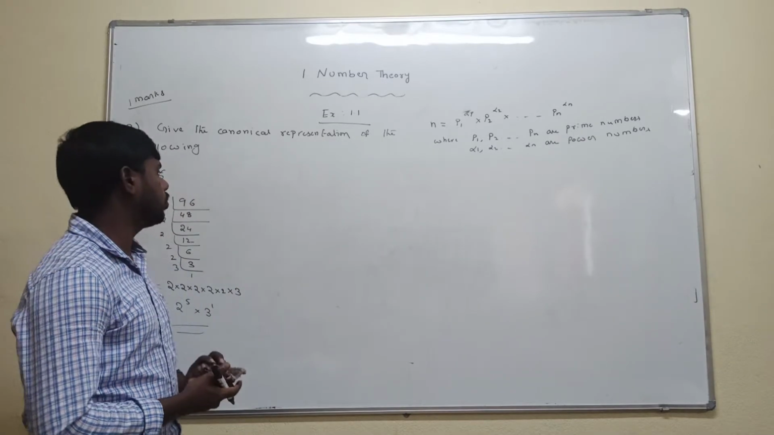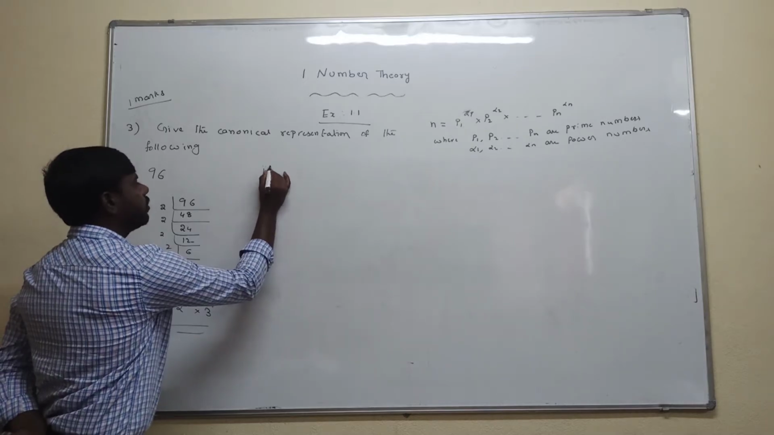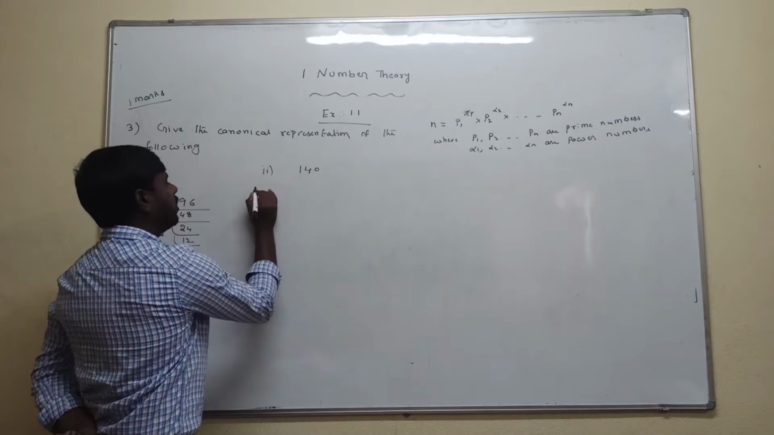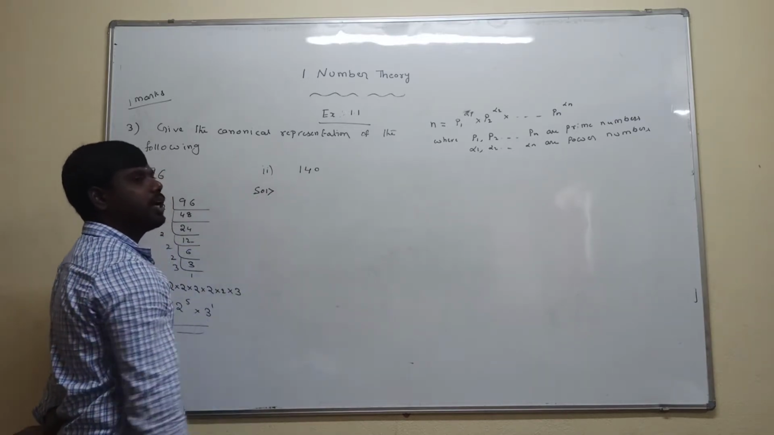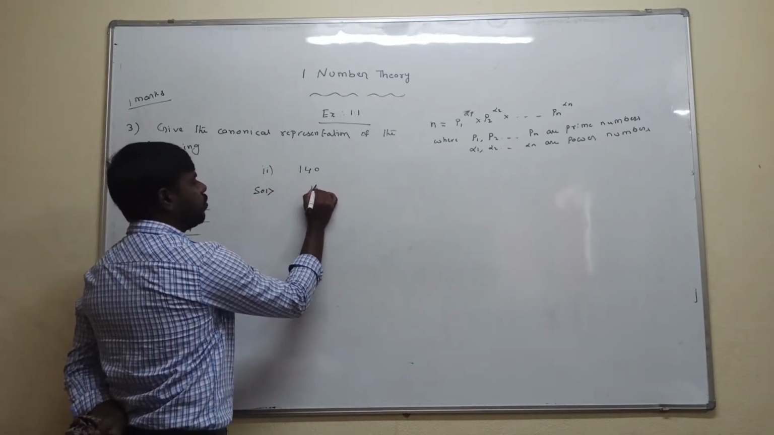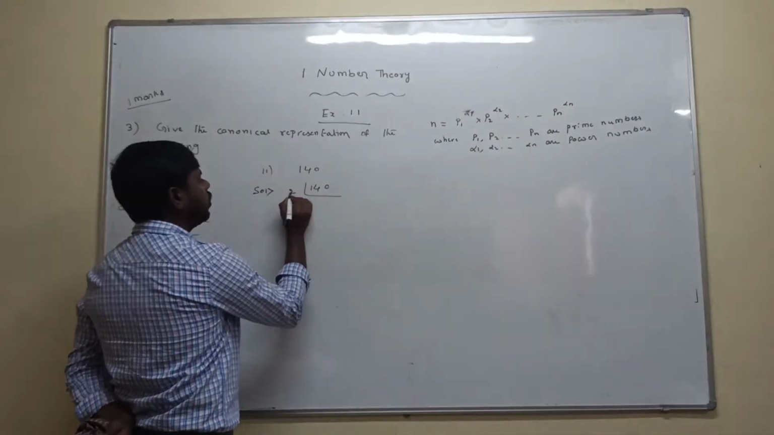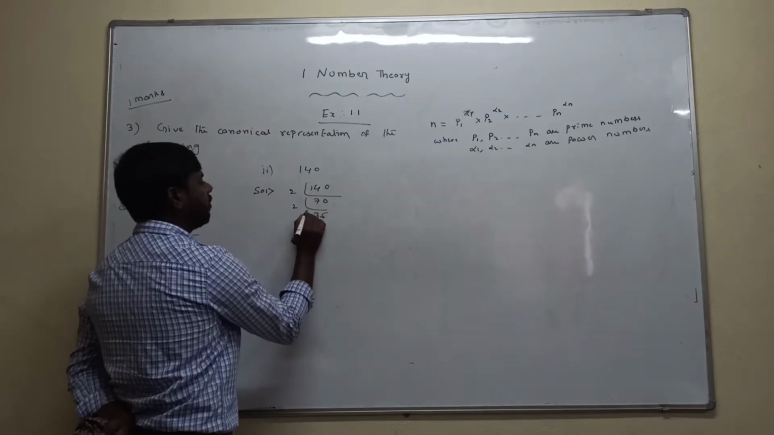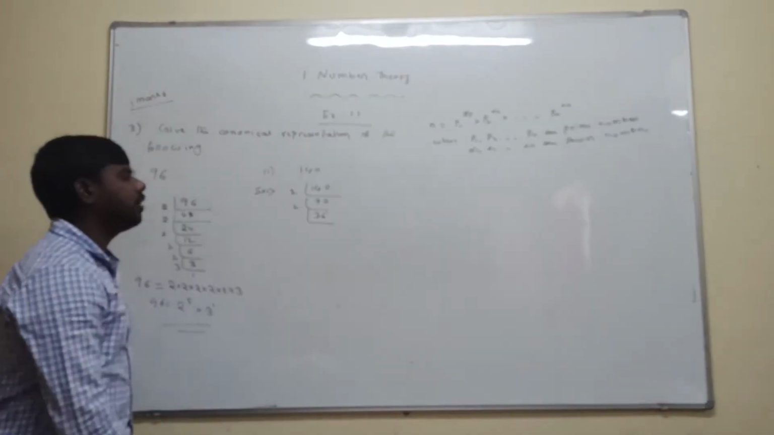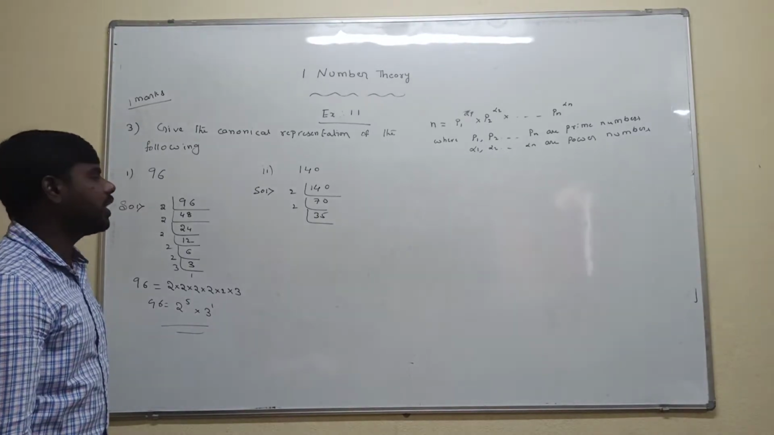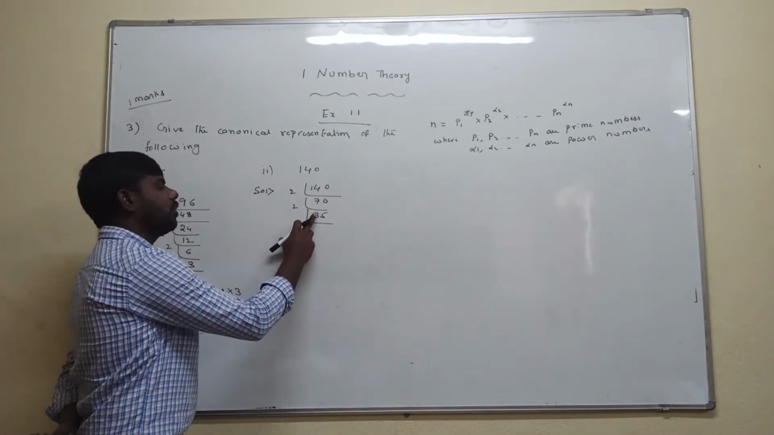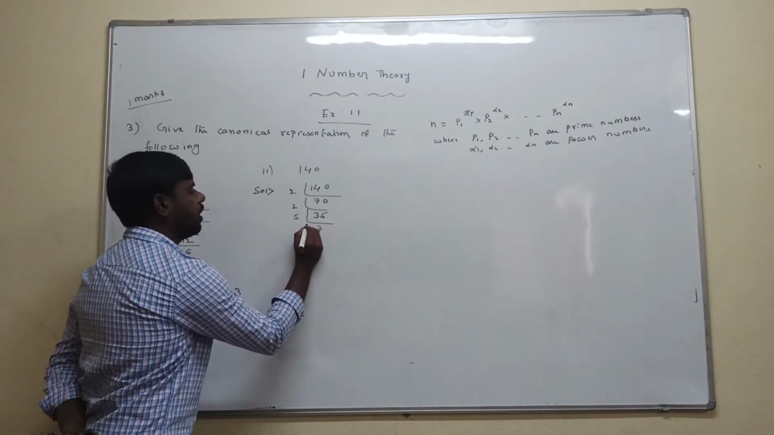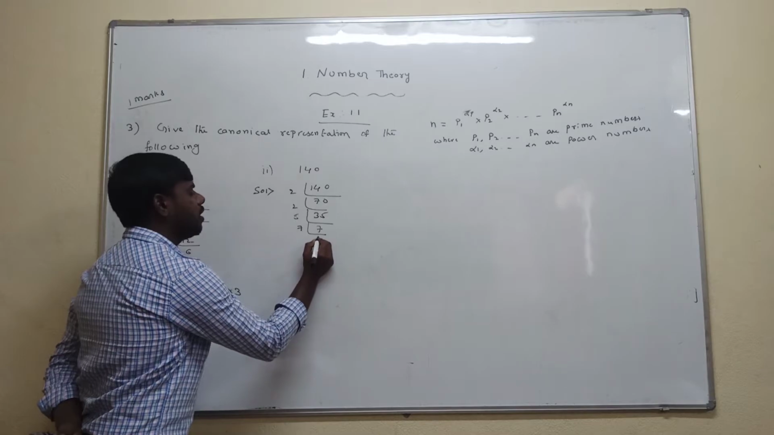Next I am going to the second question. The second question, they have given 140. This question also we have to represent by the canonical representation using the division method. 2 seventies are 140, 2 thirty-fives are 70. 35 is not divisible by 2. That's why 3. 3 also not divisible, 4 also not possible. 5 is possible. 5 sevens are 35. 7 is divisible only by 7.